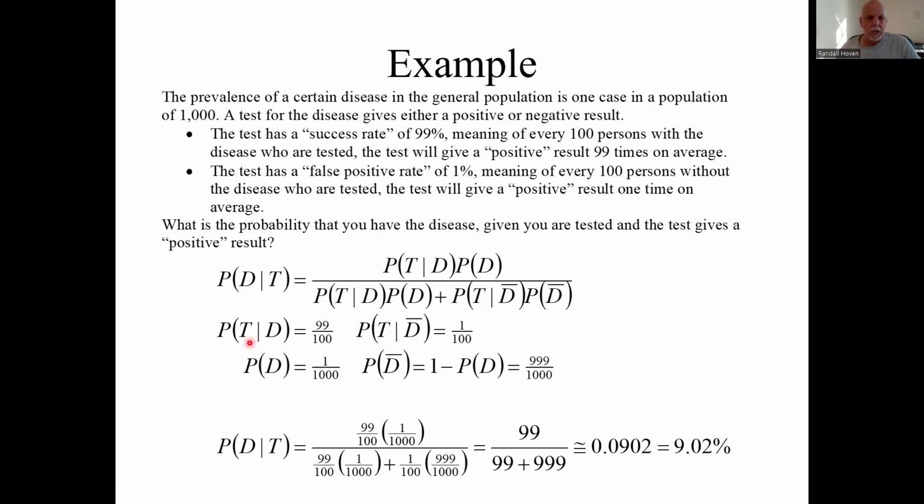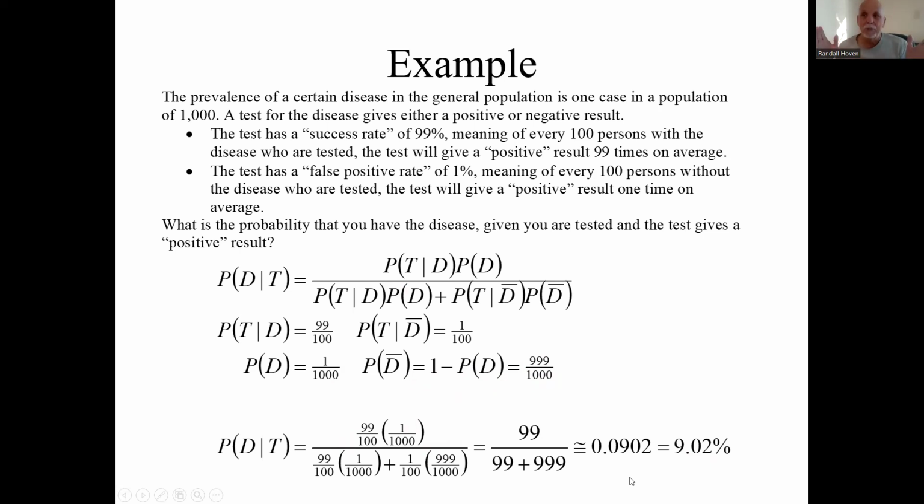The probability that you test positive given you have the disease is that success rate of 99%. The probability that you test positive given you don't have the disease is that false positive rate of 1%. The probability that you have the disease before you do a test is 1 in 1,000. The probability you don't have the disease, remember, this was a result of how probabilities work: the probability of the complement of a set is 1 minus the probability of that set. That's 999 out of 1,000. Put all that together in your formula, you get 9.02%.